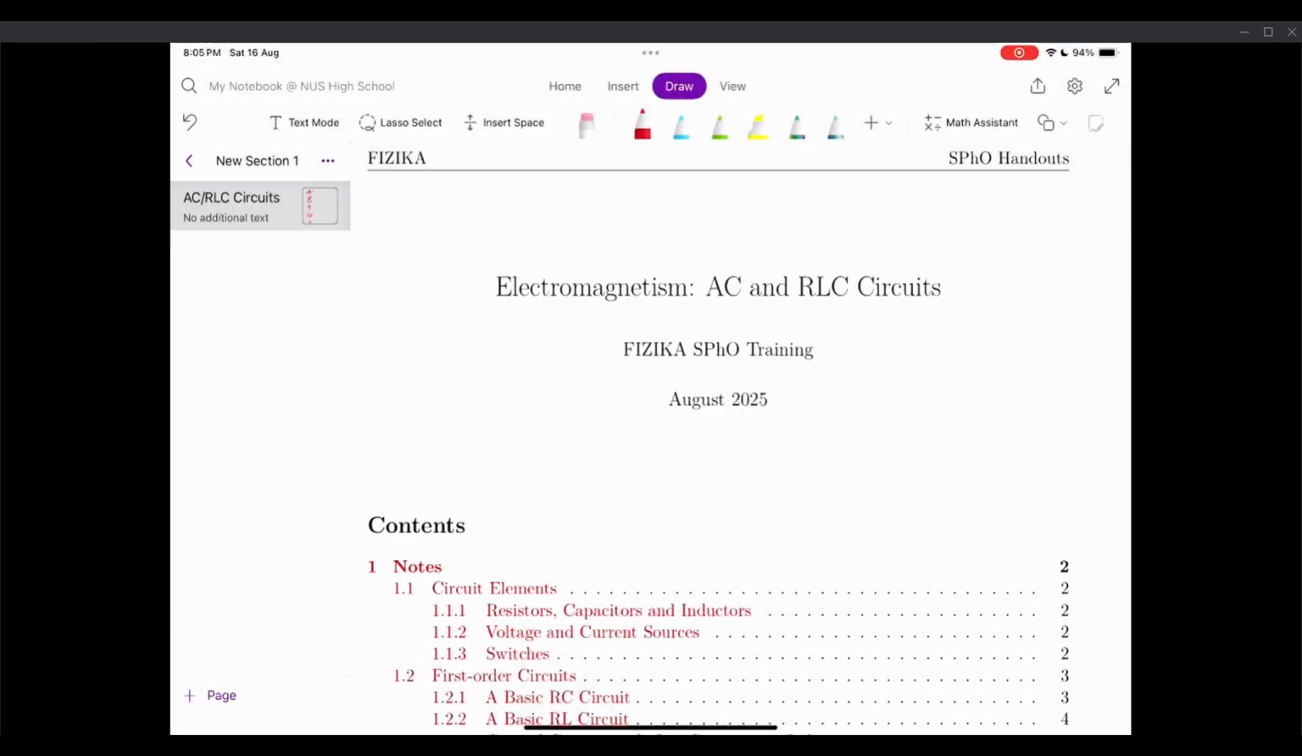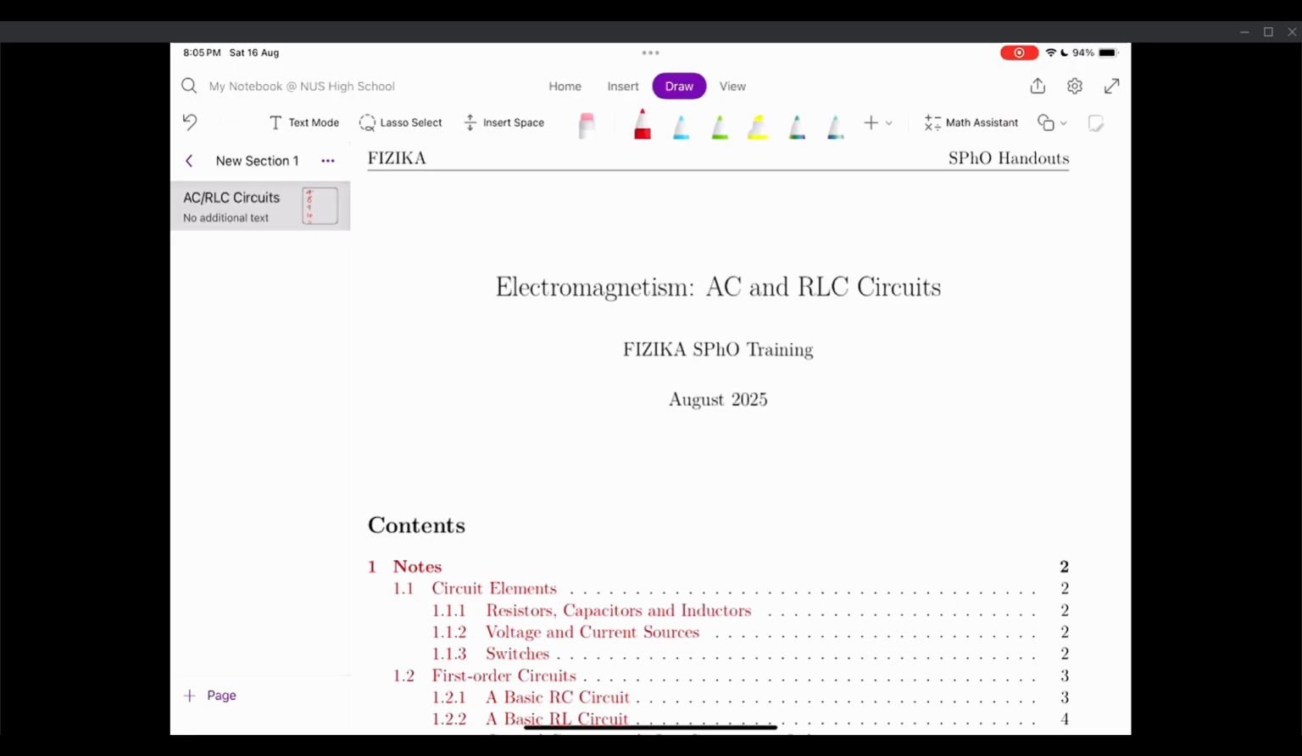Today's lesson is on AC and RLC circuits. This topic usually is not that common in SPhO, it's just generally a trend that it doesn't come out too much. But I still suggest you pay attention because it's a good skill to have, and a good way to apply all the knowledge that you have from the previous chapters. And they also come out in more advanced Olympiads like AFO and IFO.